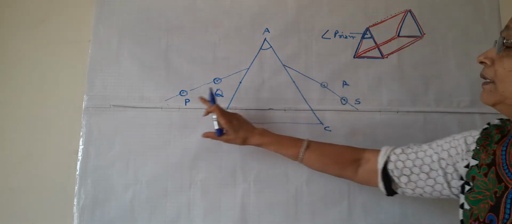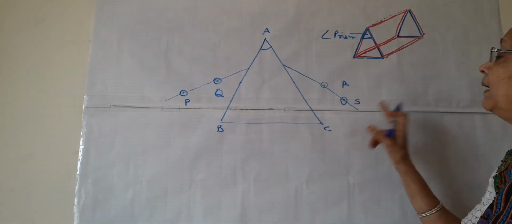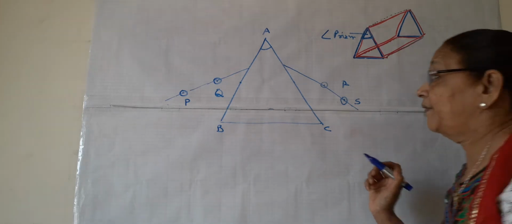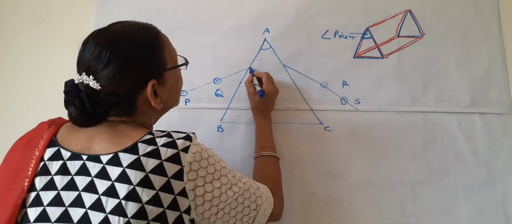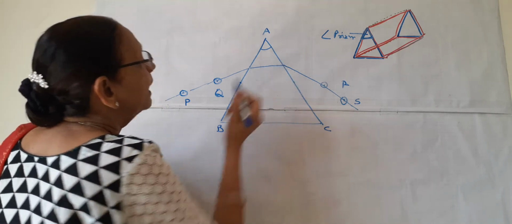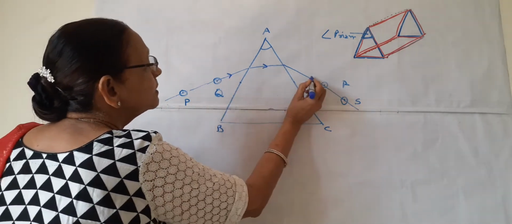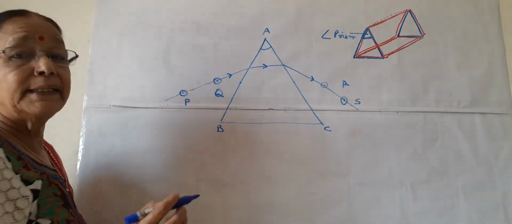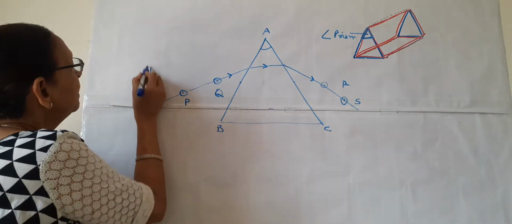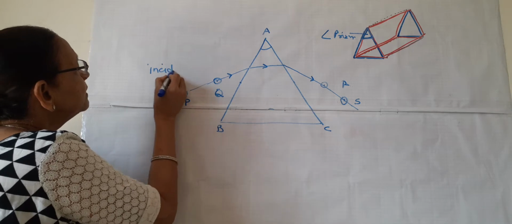And now this is our incident ray and this is our emergent ray. And we join these two points like this. So what is this? These three rays are formed in this way. This first ray is known as the incident ray.